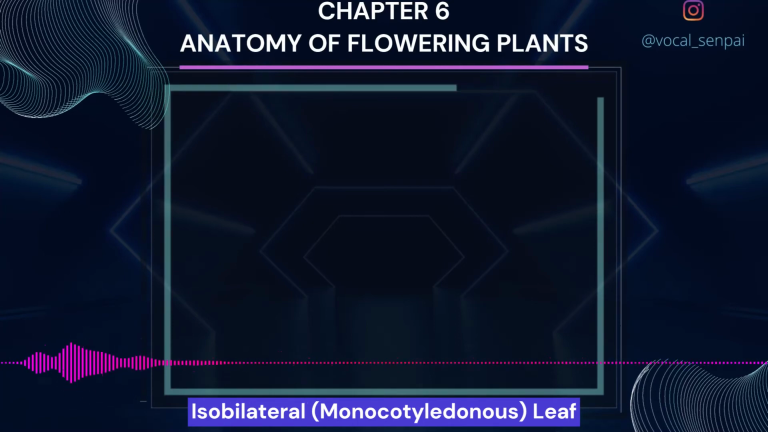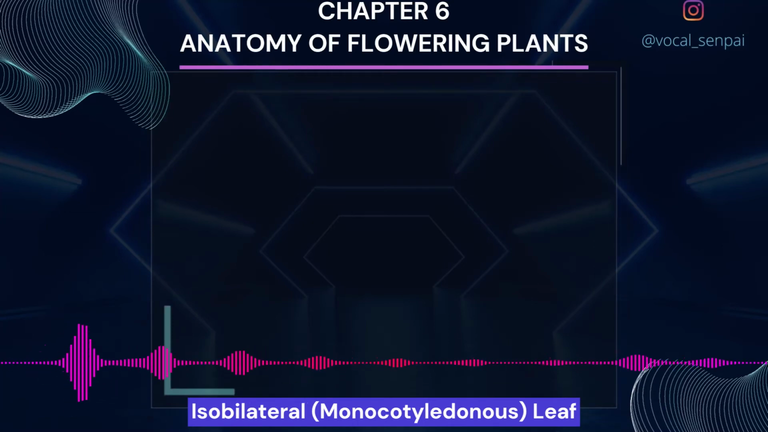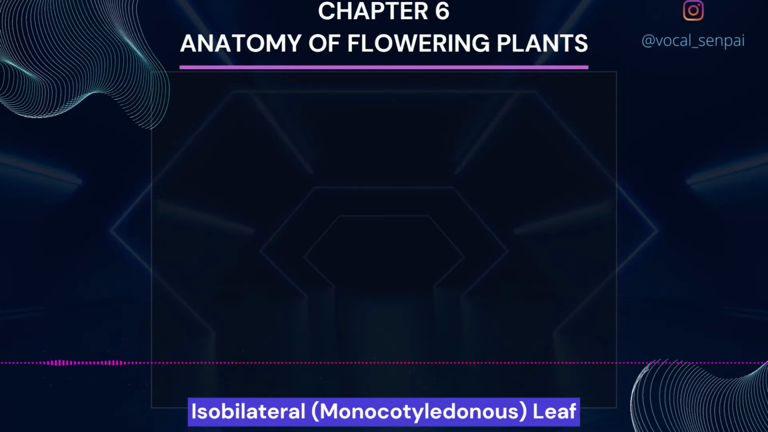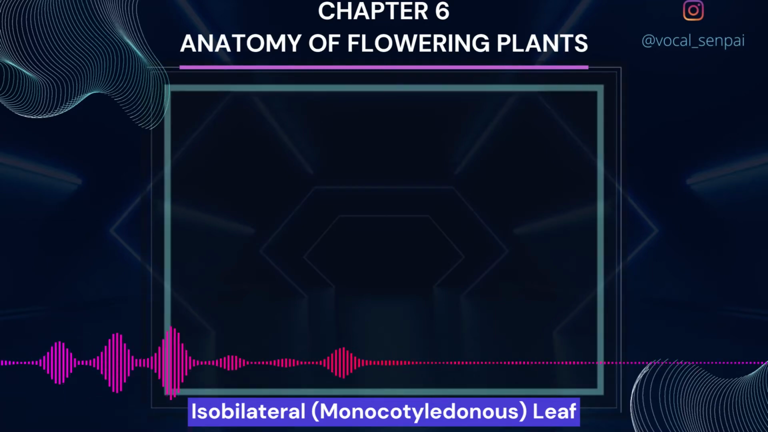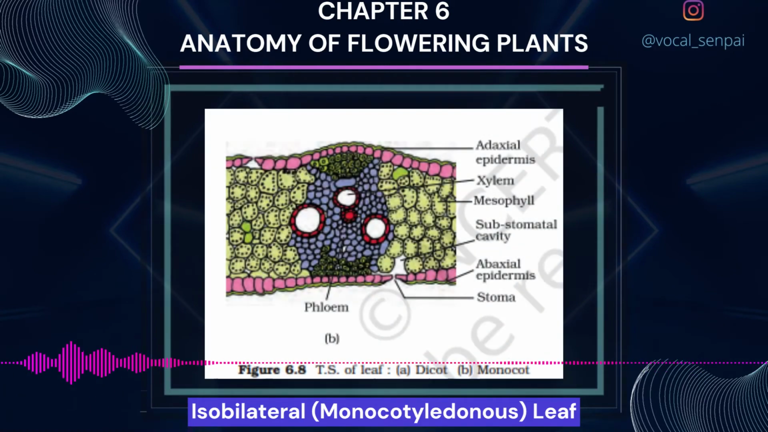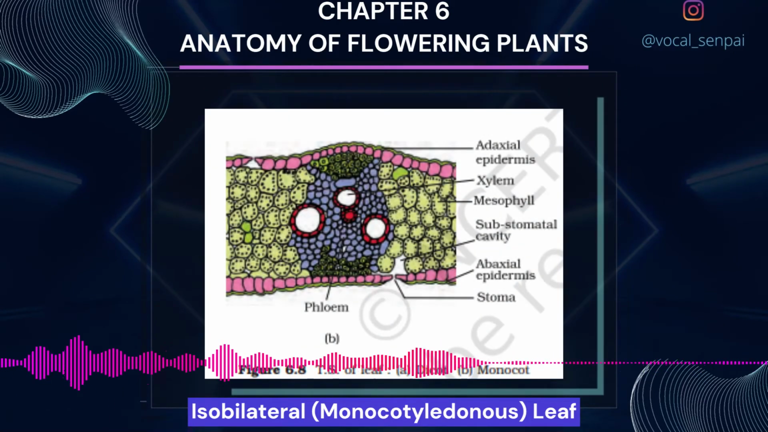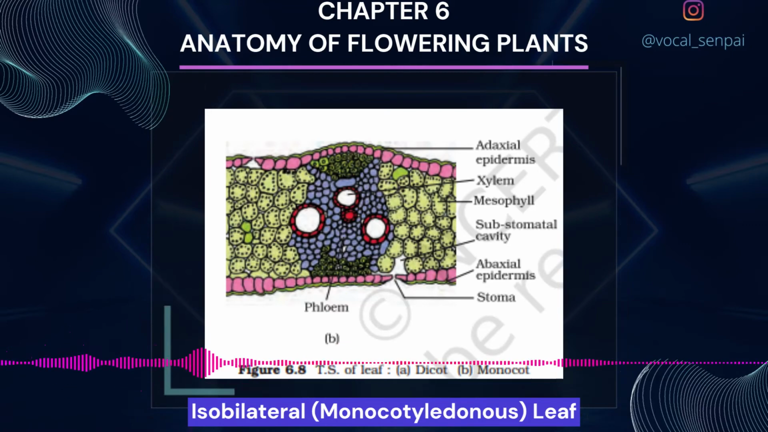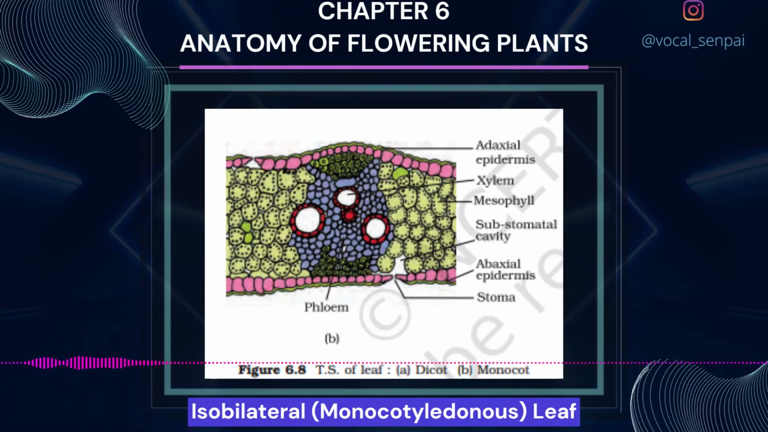Isobilateral monocotyledonous leaf. The anatomy of an isobilateral leaf is similar to that of the dorsiventral leaf in many ways. It shows the following characteristic differences. In an isobilateral leaf, the stomata are present on both the surfaces of the epidermis, and the mesophyll is not differentiated into palisade and spongy parenchyma, figure 6.8b.